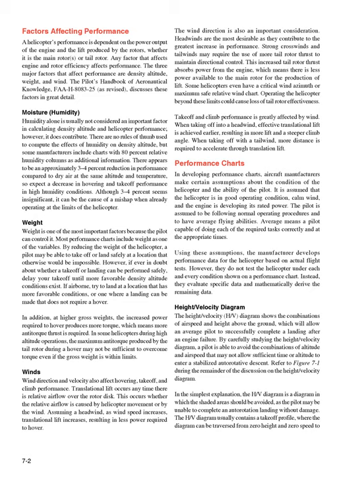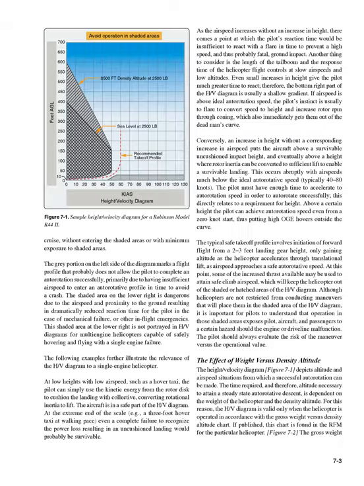The HV diagram usually contains a takeoff profile, where the diagram can be traversed from zero height and zero speed to exposure to shaded areas. The gray portion on the left side of the diagram marks a flight profile that probably does not allow the pilot to complete an autorotation successfully, primarily due to having insufficient airspeed to enter an autorotative profile in time to avoid a crash.